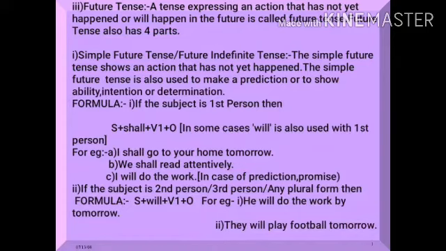Now number 2, if the subject is second person or third person or any plural form, then the formula is subject plus will plus V1 plus object. For example, you can see here, he will do the work by tomorrow. Here he is the subject, then will I have written according to the formula, then V1, do the work is the object, by tomorrow is the time. Now similarly, number 2, they will play football tomorrow. Now after simple future tense we are going to learn about future continuous tense.